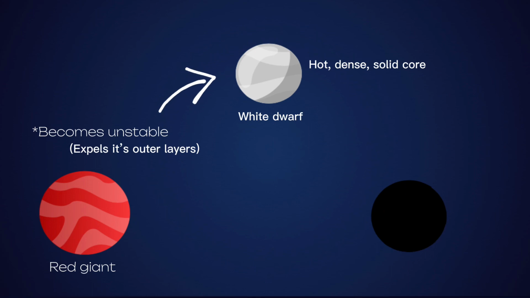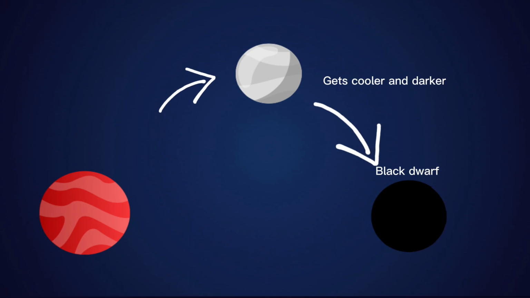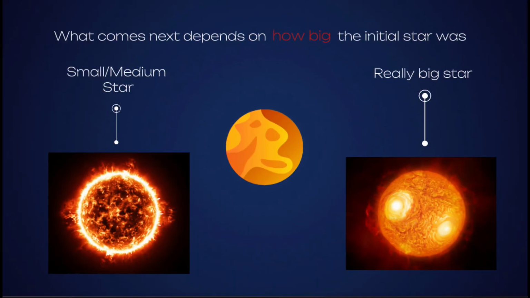Over time, the white dwarf gets cooler and darker as it emits all of its energy, and finally transitions to a black dwarf, because it no longer has energy to emit light, and so it appears dark. Now, if you go back to our two options for our main sequence star, the possibility for the really big stars was to turn into a red supergiant, so let's now take a look at these.